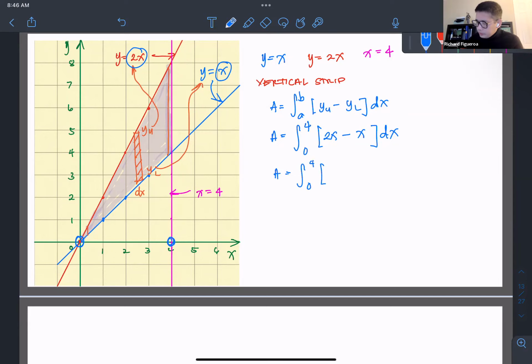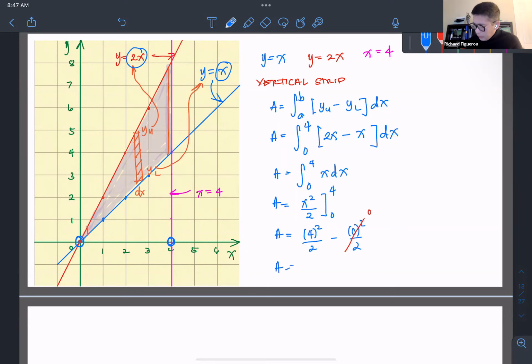Then 2x minus x, that is x dx. And then we integrate x dx, it is power rule, x squared all over 2. And the boundary is from 0 to 4. So in this case, we just substitute the upper boundary first, which is 4. So 4 squared all over 2 minus the lower boundary, which is 0, so 0 squared all over 2. 0 squared would be 0. So that's A will be 4 squared is 16 divided by 2, that is 8. 8 square units.